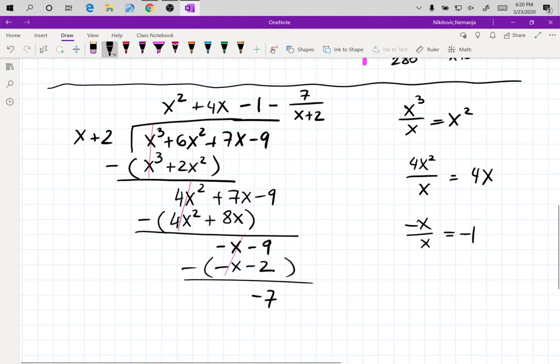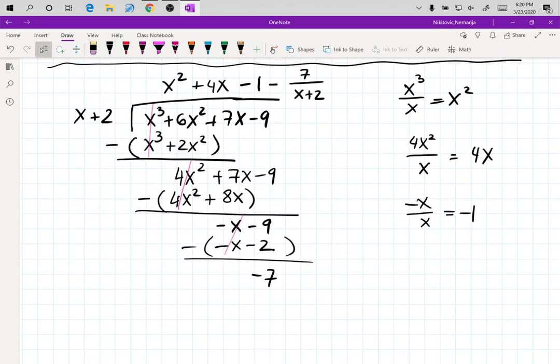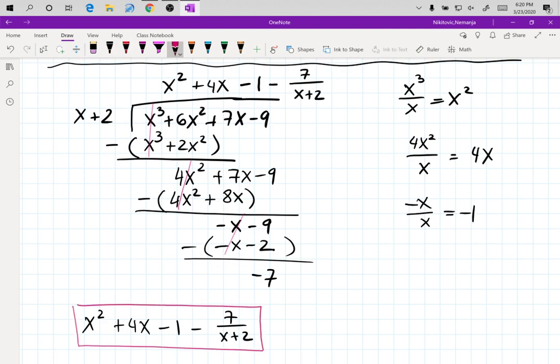And that is the answer. So we divided and we got x squared plus 4x minus 1 minus 7 over x plus 2. That is the answer when we divide two polynomials. Let's do two more examples of this, just in case, and you can keep reviewing these.